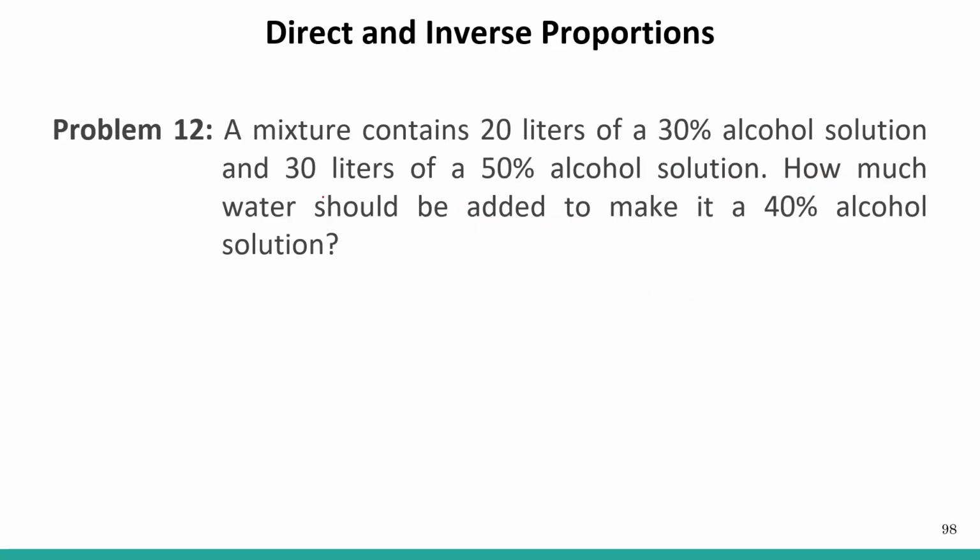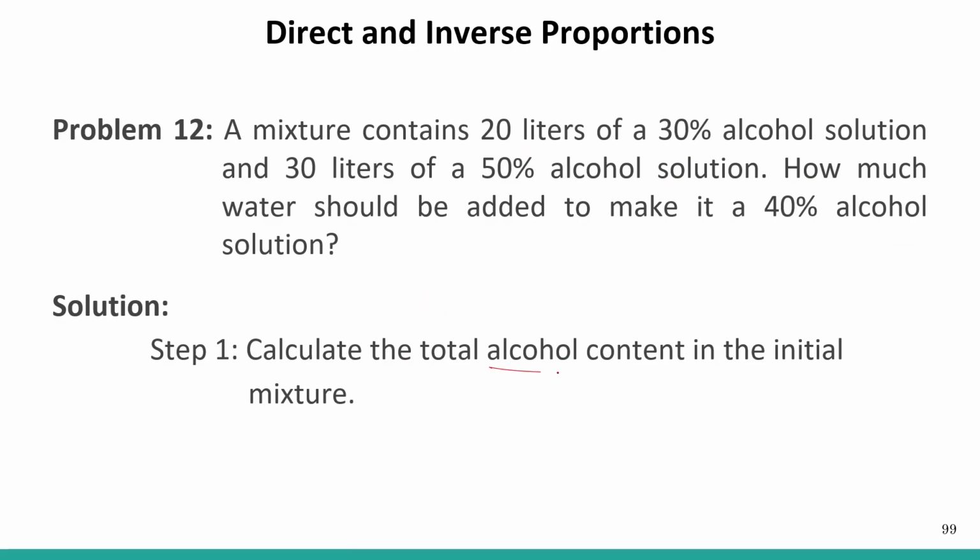Okay. So a mixture contains 20 liters of a 30% alcohol solution and 30 liters of 50% alcohol solution. How much water should be added to make it a 40% alcohol solution? So how much water should we add to it so that we could make it a 40% alcohol solution?